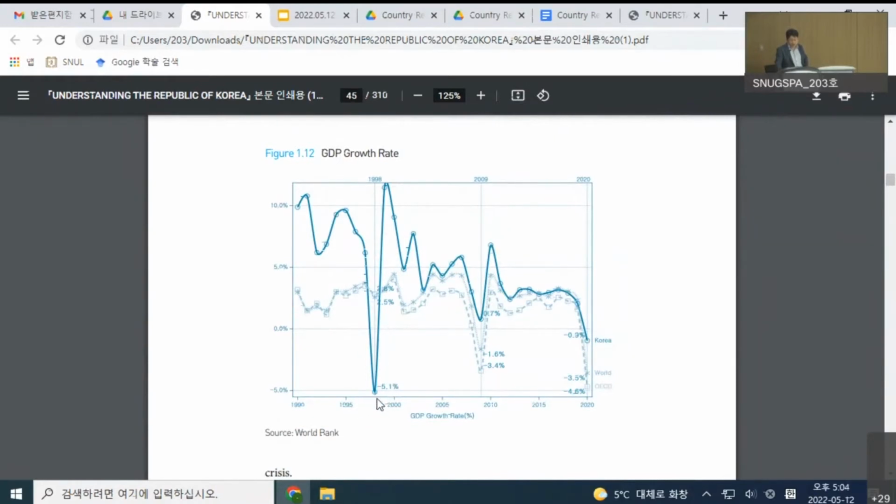And this is the Asian financial crisis. And thankfully, look at this. This is the 2008 global financial crisis. Korea didn't have much impact. And this is the COVID-19 impact in 2020. The economic growth rate is just minus 0.9%, which is pretty high compared to other OECD countries.